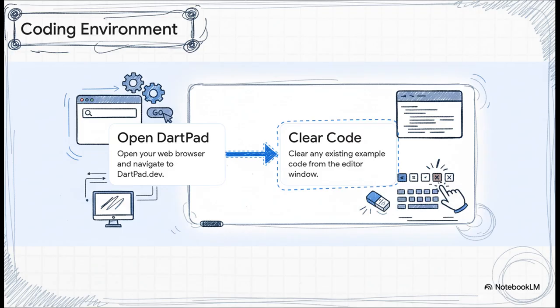Just open up your favorite web browser, Chrome, Firefox, whatever you like, and type in dartpad.dev. That website is a free online code editor. Once it loads, you'll see some example code already there. All you got to do is select all of it and hit delete. We want a perfectly clean slate for our first masterpiece.